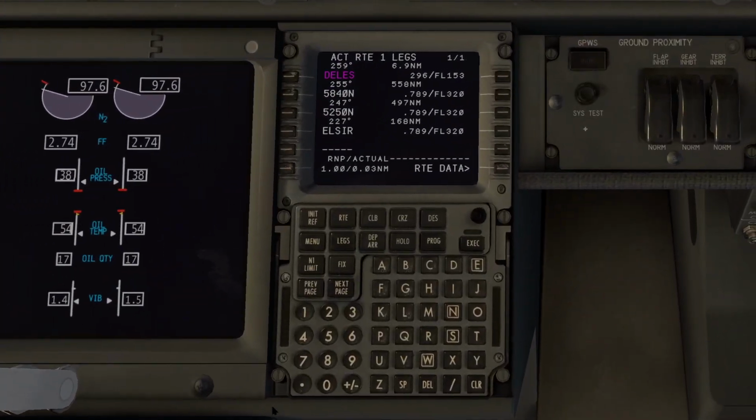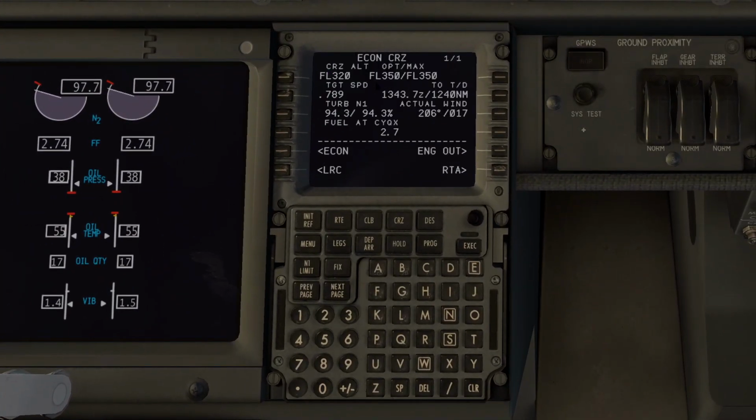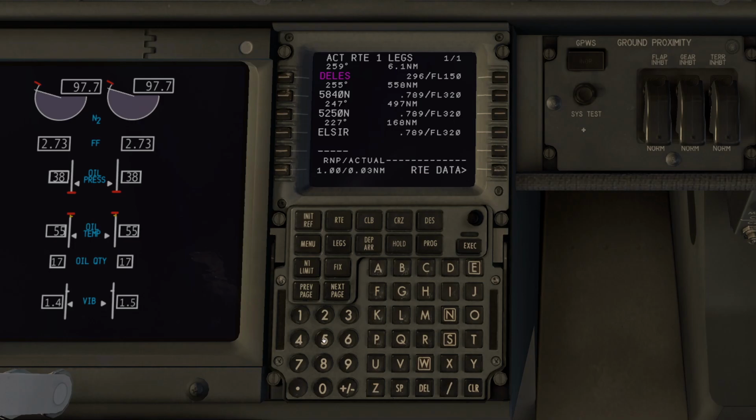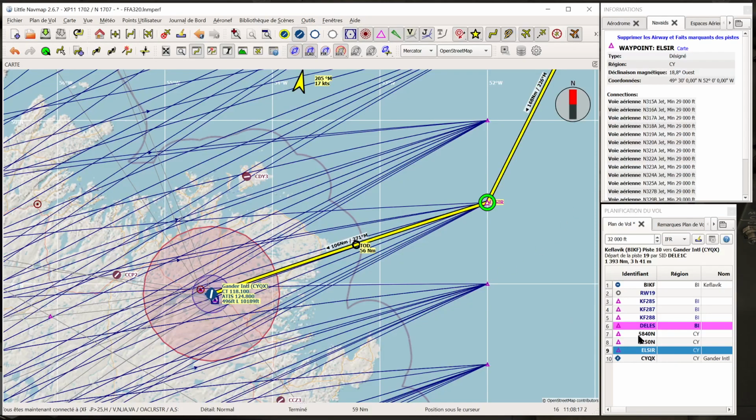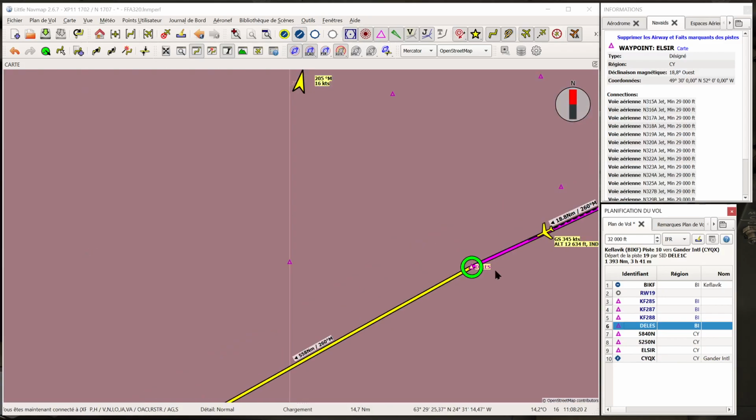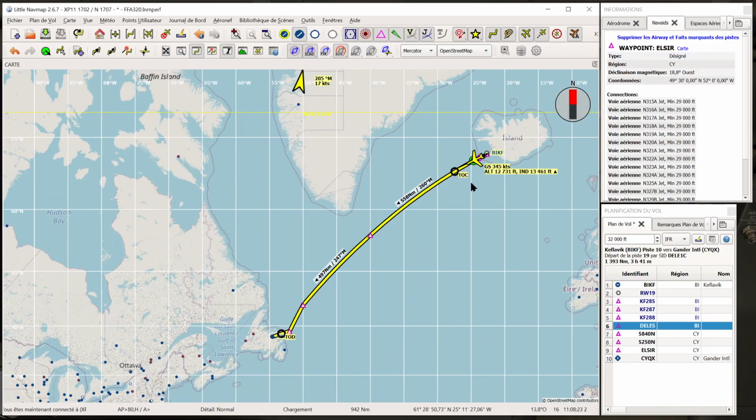We can check what could be our cruising. Optimum is 350. No, I am staying below because we cross all the Atlantic tracks, as you can see on little nav map. So we are crossing, all the Atlantic tracks are nearly parallel, but they will be much higher. The majority is above flight level 340, so it will be no factor for them.